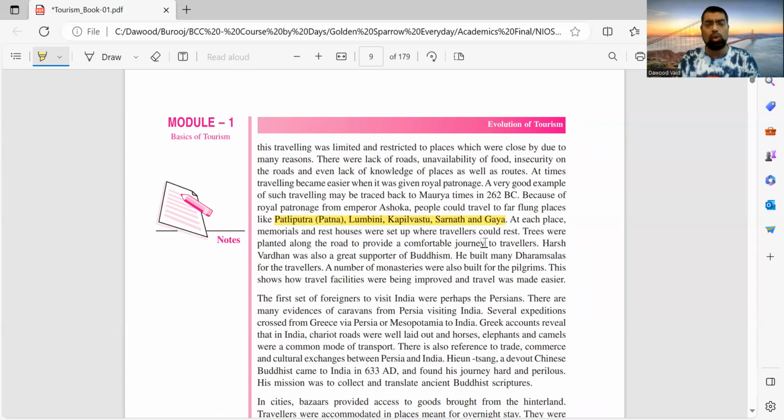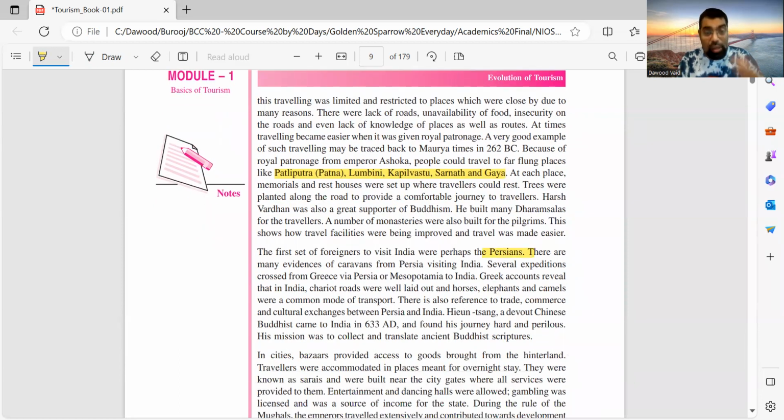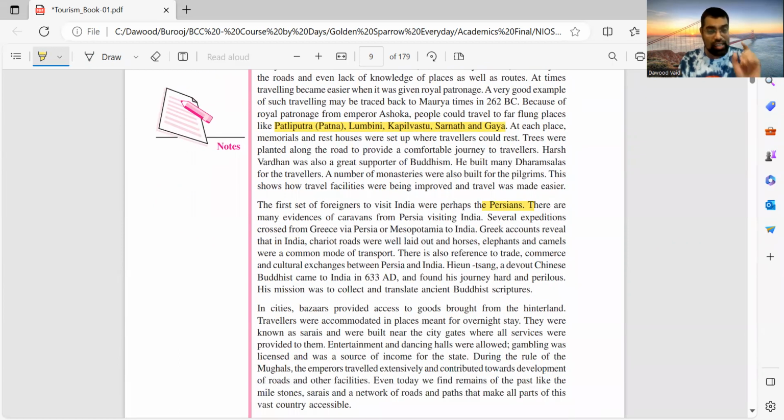Another group of people who came to India were the Persians, today what we know as modern day Iran. People came for trade, people came for business, and then they settled down. A key word here, remember this name, Hyun Sang, a devoted Chinese Buddhist who came to India in the 7th century.